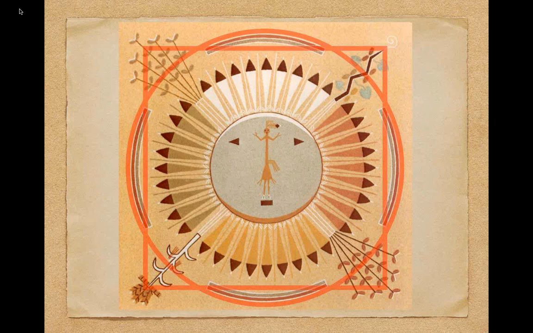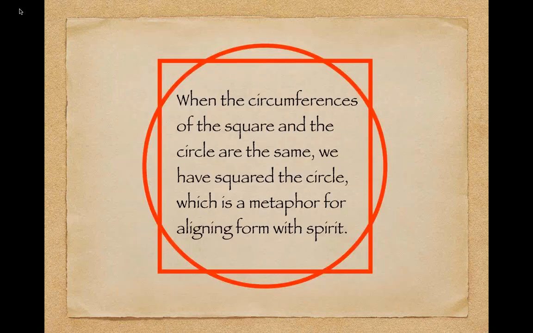In fact, we could say that in this mandala, the initiate is squaring the circle, right? Squaring the circle is an ancient metaphor for aligning oneself with spirit. When the circle, representing the higher self, increases its influence to the point where its circumference equals that of the square, which represents the form nature or personality of the disciple, alignment takes place, right?